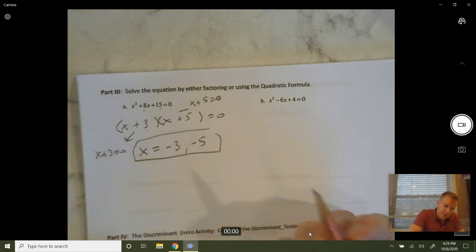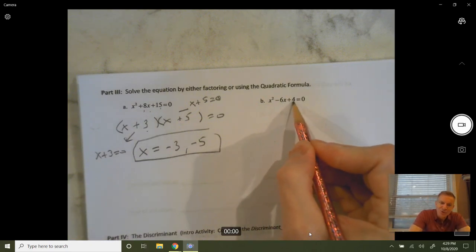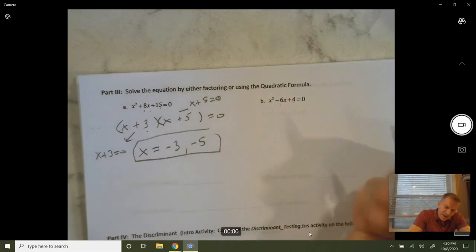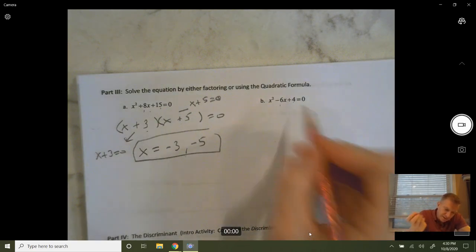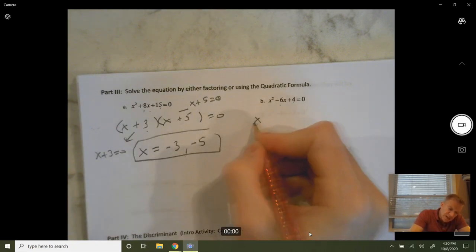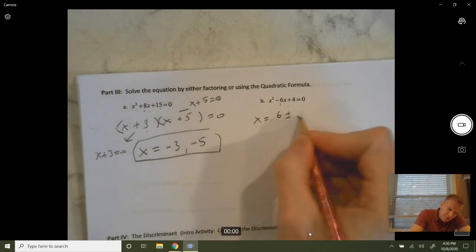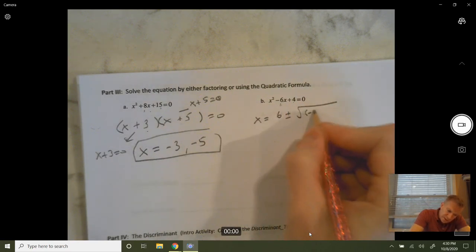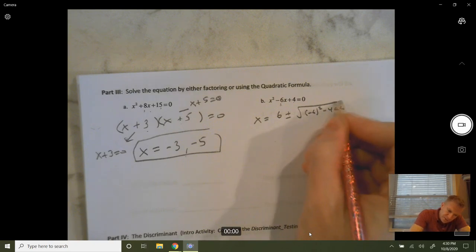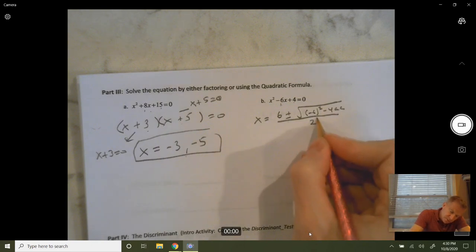The next one, I don't think this factors. Two numbers that multiply to 4 and add to -6, and that doesn't work. So we're going to have to use the quadratic formula. So x equals opposite of b, so +6, plus or minus square root of b squared, -6 squared, minus 4ac over 2a, 2 times 1, that's just 2.